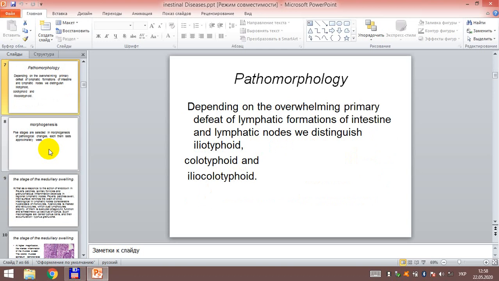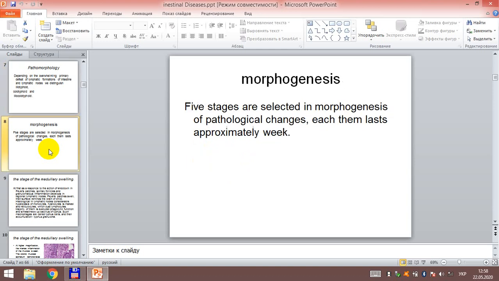Pathomorphology of typhoid. Depending on the predominant primary defeat of lymphatic formations of the intestine and lymphatic nodules, we distinguish ileotyphoid, colotyphoid, and ileocolotyphoid. Morphogenesis of this infection. There are 5 stages. They are distinguished by the morphogenesis of pathological change. Each of them lasts approximately a week.